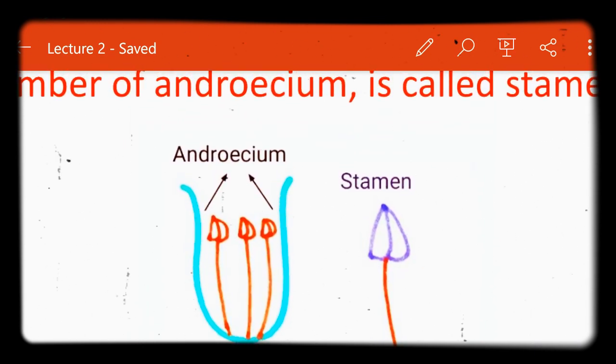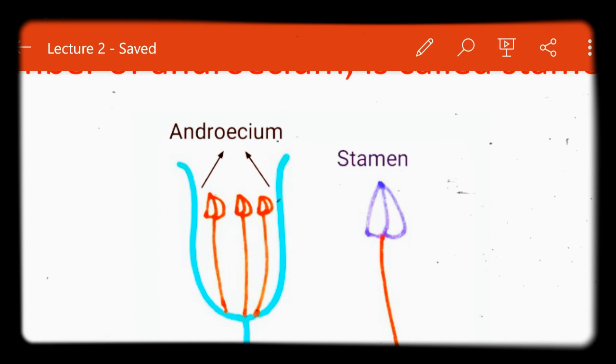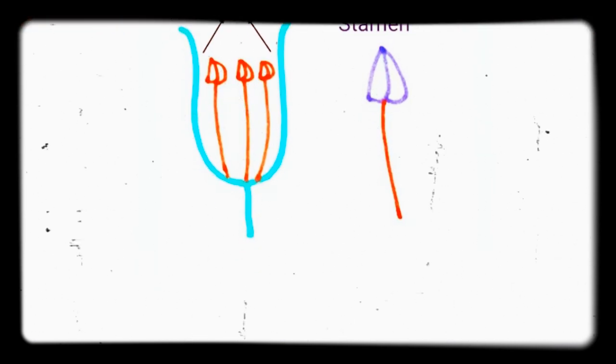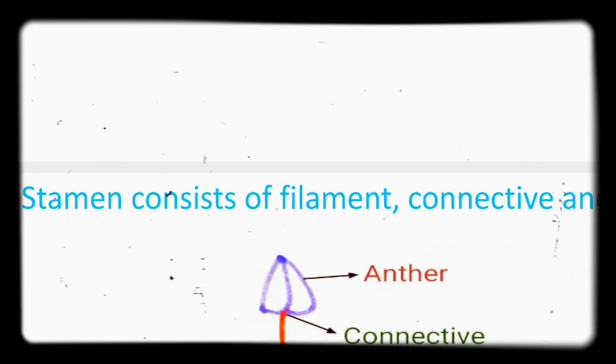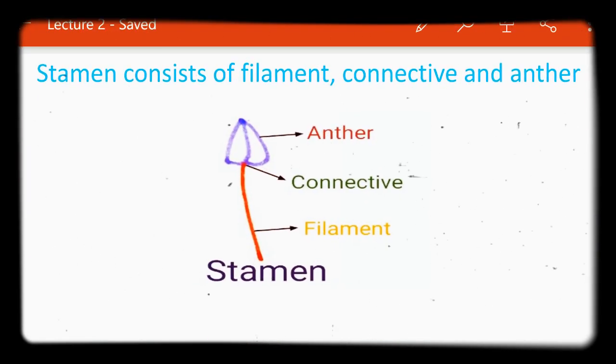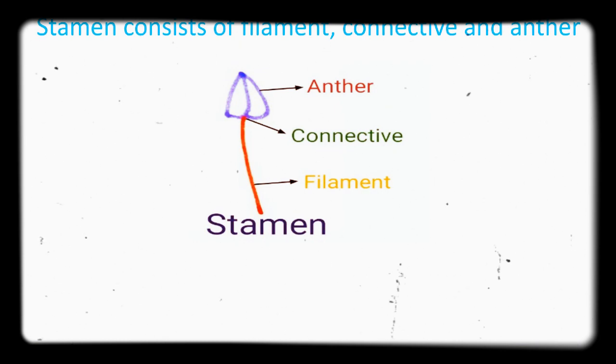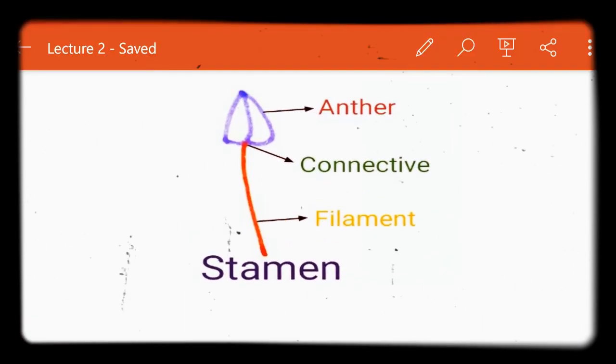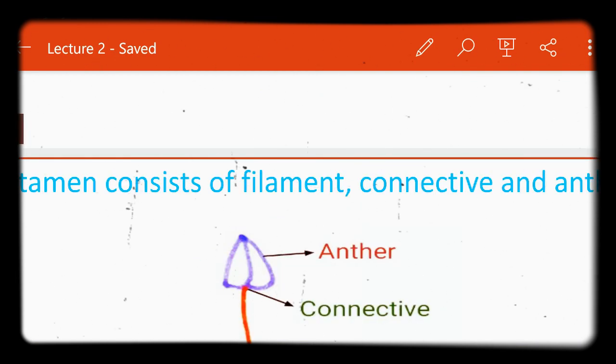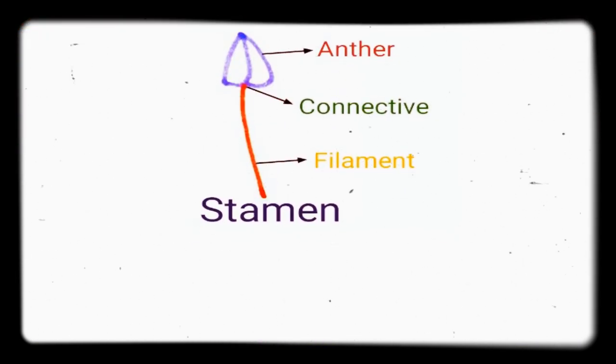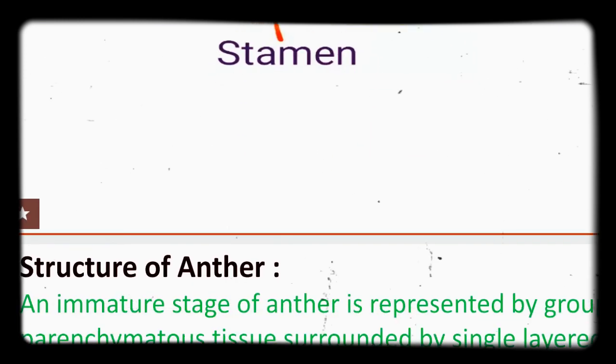In this diagram you can observe that 3 stamens are there. Out of that, one is shown in zoomed condition. So this is called stamen. A stamen is always the single unit of the androecium, and it consists of 3 parts. The upper part of the stamen is called anther. Then the next part is the connective, and the stalk-like structure is called filament. In a stamen there are 3 parts: filament, connective, and anther.